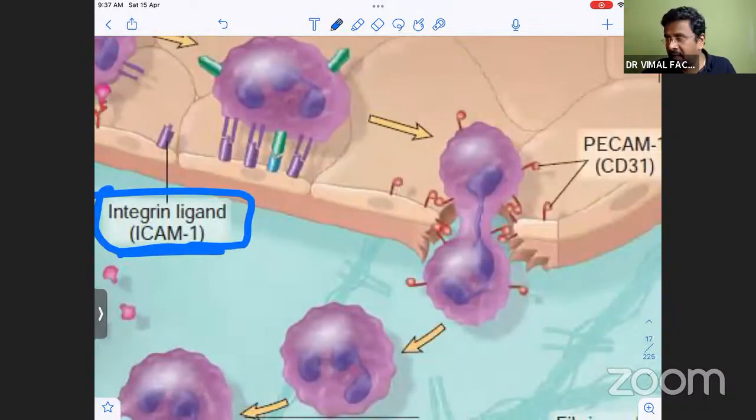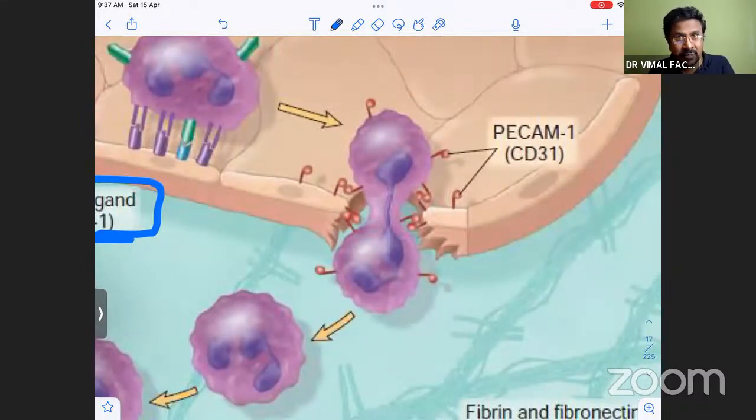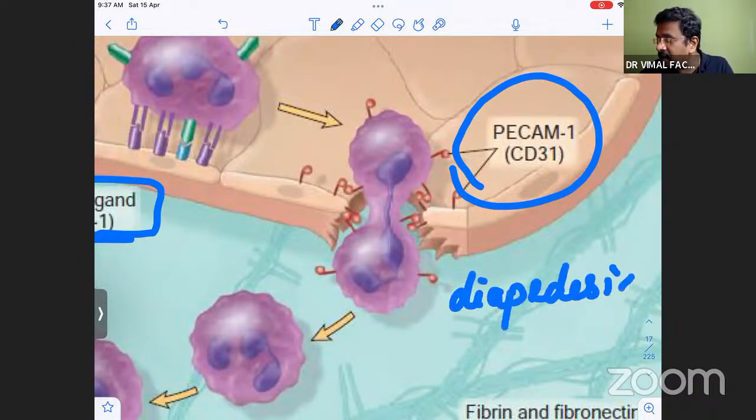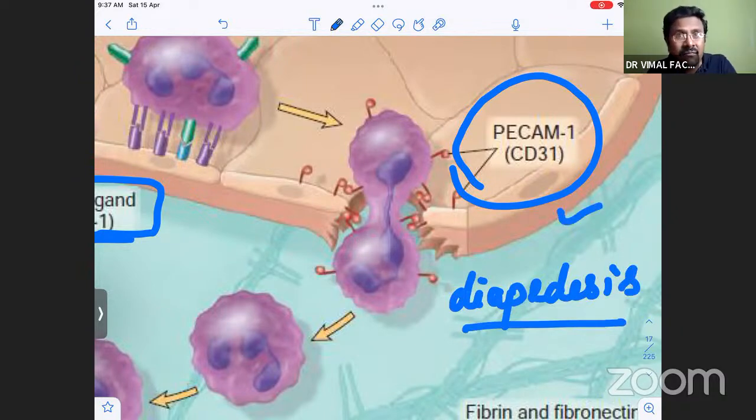After the adhesion, you know that there is emigration, and please remember, in the last NEET exam, it was asked like INICET, what is the molecule responsible for emigration, diapedesis. Emigration, otherwise called diapedesis, is the exit of the WBC from the blood vessel. So remember, PECAM1 or CD31 is expressed both on the endothelium as well as on the WBC surface, and this is responsible for the exit of the cell.